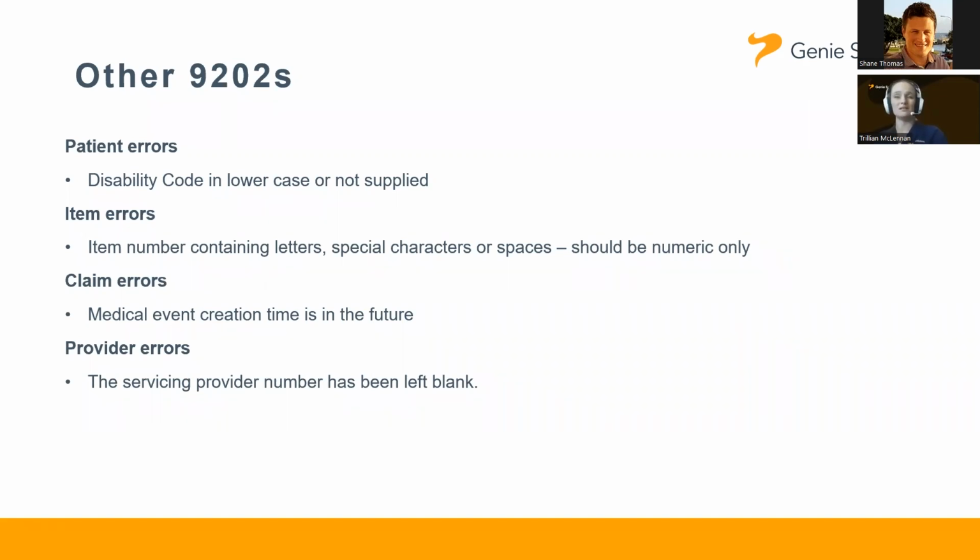9202 errors are typically easy to identify because the error text gives us that additional information, and usually it's resolved with a few minor changes to the claim or to the background information that creates that claim, and then retransmitting.